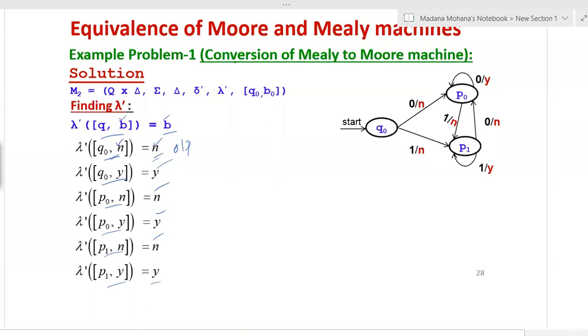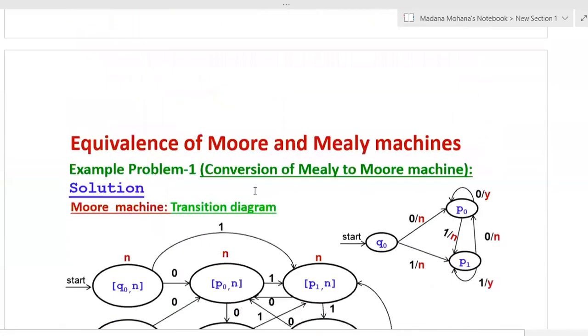Now we calculated the new tuples: transition function delta dash, output function lambda dash, then the state pairs Q cross delta, and the output alphabet. Now we have obtained all the new tuples. Now we can construct its Moore machine, in a similar fashion to our automaton.